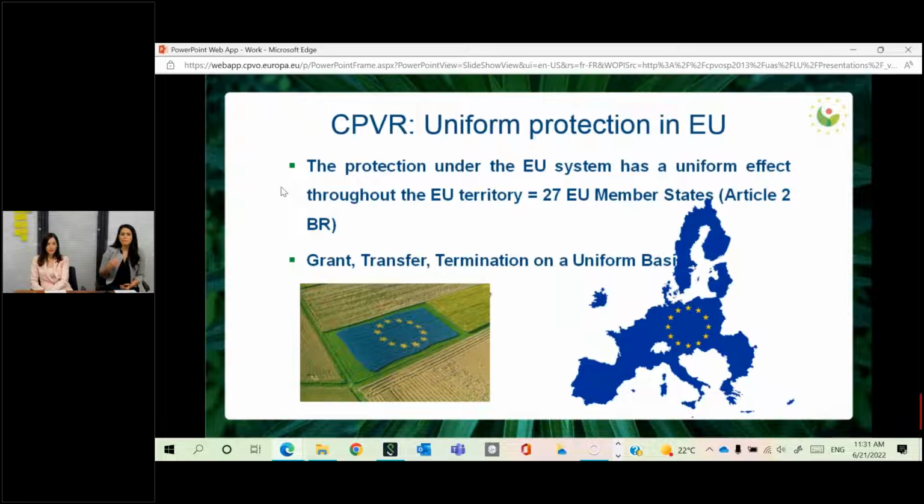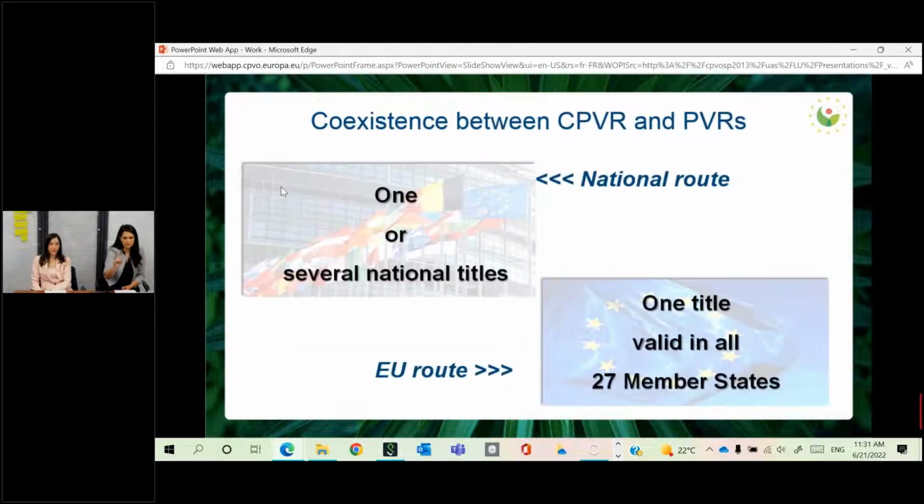For instance, what does it mean, uniform protection? It means that there is the possibility for the breeder, by filing an application in front of the CPVO, to have protection in all the 27 member states of the European Union. A uniform protection also means that the transfer of the right is transferred in the 27 member states. The termination or the nullity and cancellation, etc., also is valid in the 27 member states.